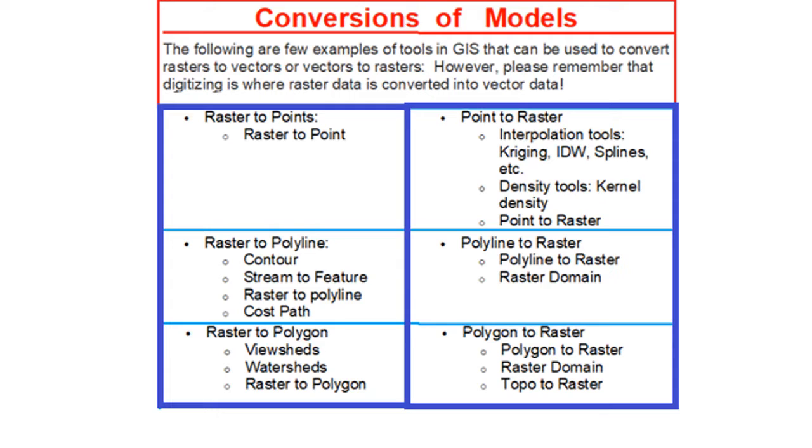Although the contour will be shown by a line, it is a polyline also. Stream to feature, or raster to polyline, or the path, how much money we will spend going a certain way. So we have to create some sort of direction, that is a polyline also. Raster to polygon, the area one. So viewsheds, watersheds, raster to polygons.